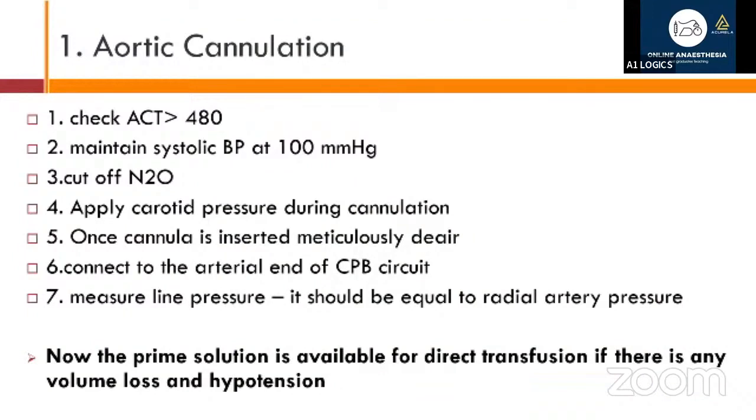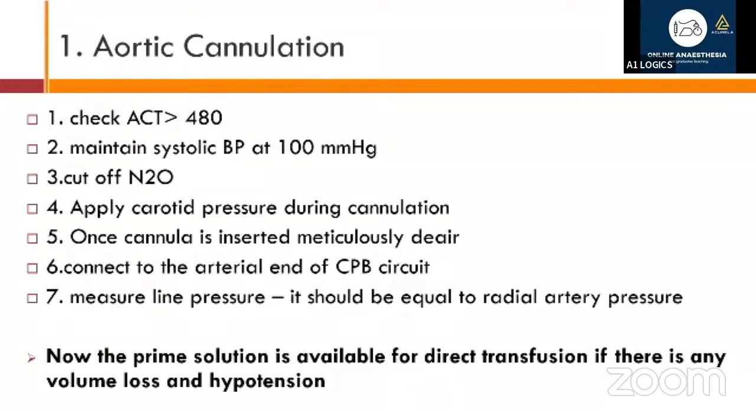So these 4 or 5 steps you have to routinely follow: anticoagulation, maintaining a BP of 100, meticulously de-airing, and checking the line pressure. You have to follow them with every aortic cannulation. Remember, it is a very crucial step. Any problem in this might totally damage the patient.